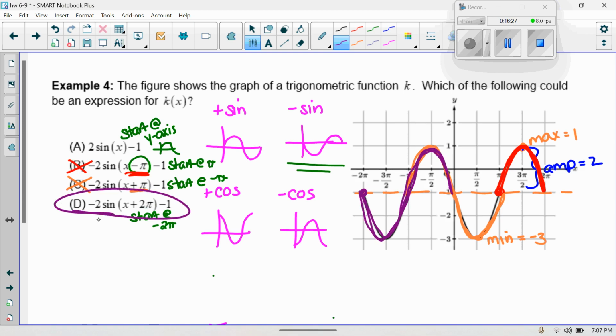So it's choice D. The horizontal translations can be a little challenging, but I like to use them as my starting point. So use them as your starting point, trace your picture, and see if it matches up with what it's supposed to. So those are all of your notes about writing equations from points as well as from a graph.